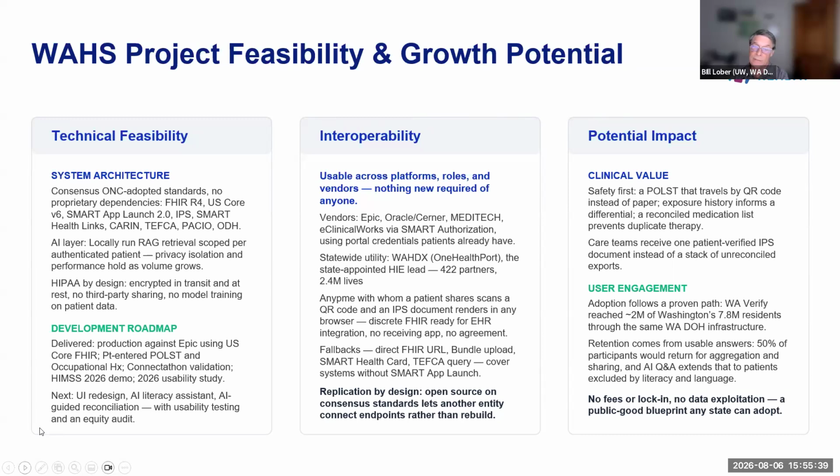So Rosa's POLST travels with her. Tom's exposure history reaches his provider. Diane's 11 years become part of her record. WAHS Plus is a public good using consensus standards. Any state can adapt it rather than rebuild it. Thank you.